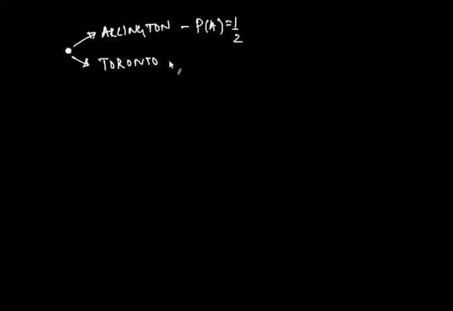Right. So this is another question on Bayes' theorem, and the problem is that let's suppose you expect to get a letter from one of two cities, and only one of these two cities. The first city is Arlington, and the second city is Toronto. So the probability of you getting a letter from Arlington is half, and you getting the letter from Toronto is also half. So you're equally likely to get it from either of these two cities.